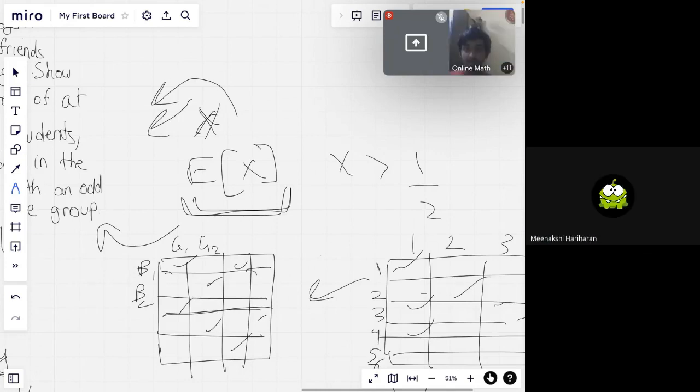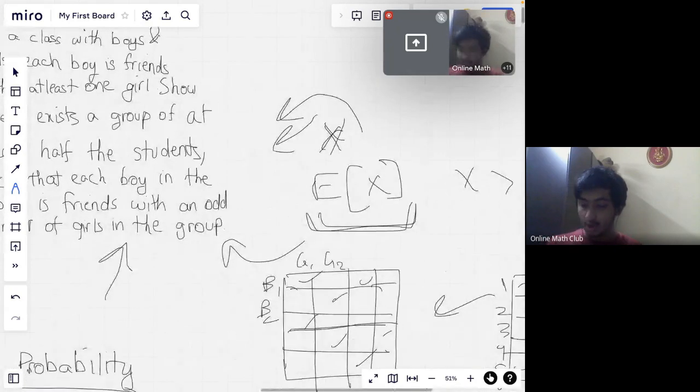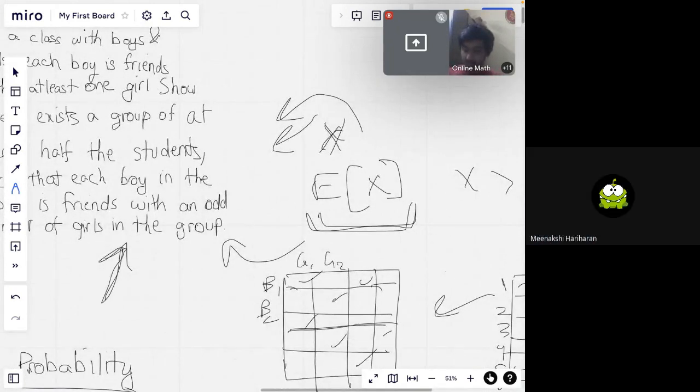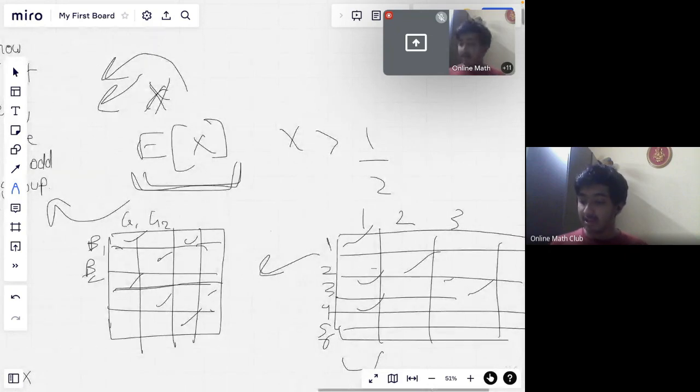Oh, wait, can you repeat it? Yeah, so I'm going to choose a group in such a way that our condition holds. I'm going to make the choosing of the group random, but choose it in such a way that our condition holds. Then I'm going to find the expected value of the number of people in the group and show that this number has to be more than half the people. Did everybody get this?